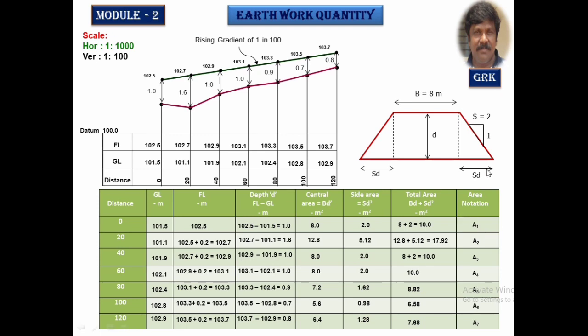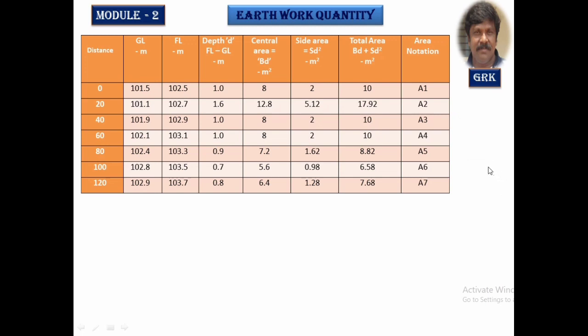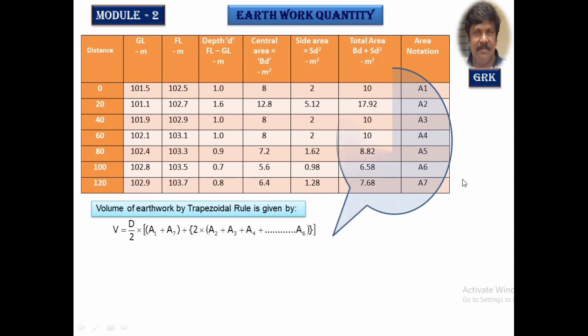And here I find an odd number of sections: 1, 2, 3, 4, 5, 6, 7. So I can apply the formula directly for the Prismoidal formula. The same tabular column has been regenerated here. Now apply the trapezoidal formula. You are used to this formula now: A1 plus AN plus twice the summation of the remaining areas. The areas are here. Substitute in the formula, get the total area. It is 1243.2 meter cube.